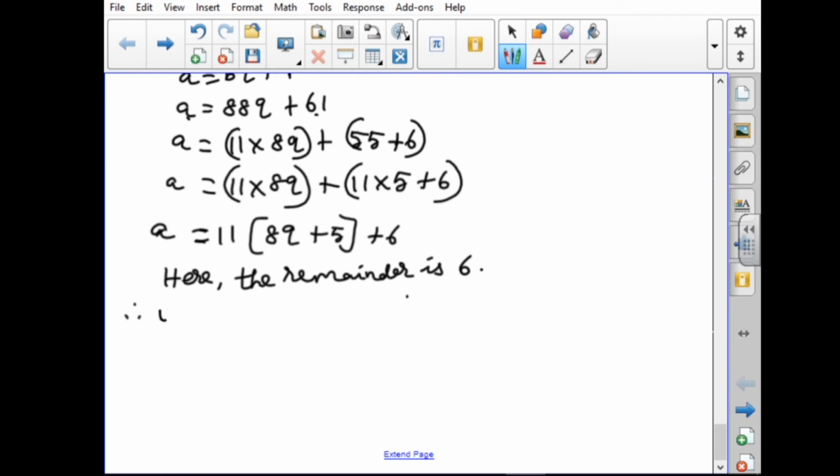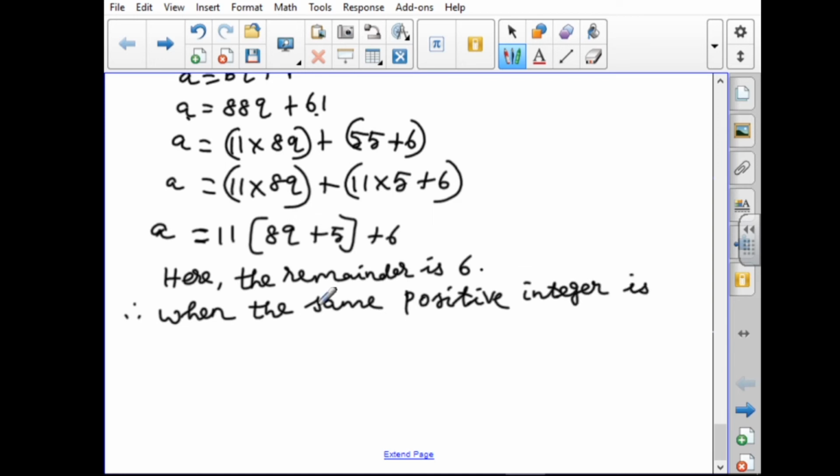Therefore, when the same positive integer is divided by 11, the remainder is 6.